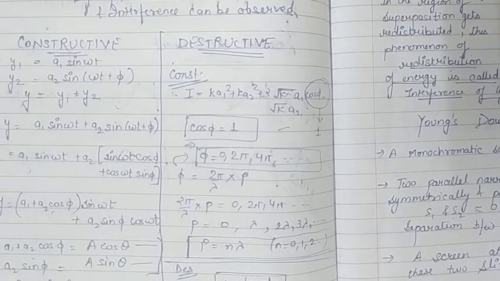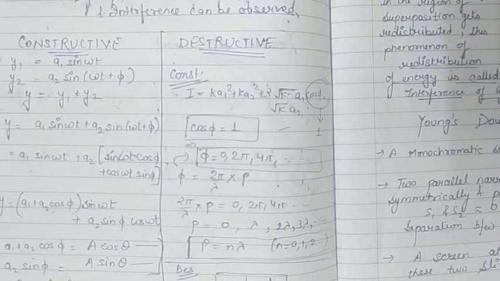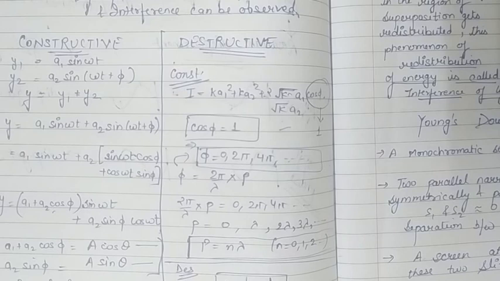In the next part of this video, we will continue to find the width of these bright and dark fringes that we get in Young's double slit experiment. So stay tuned for the second part of this video.